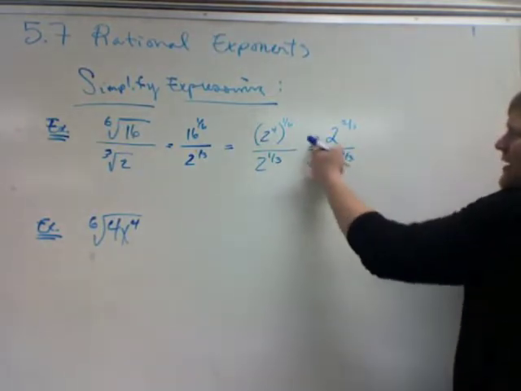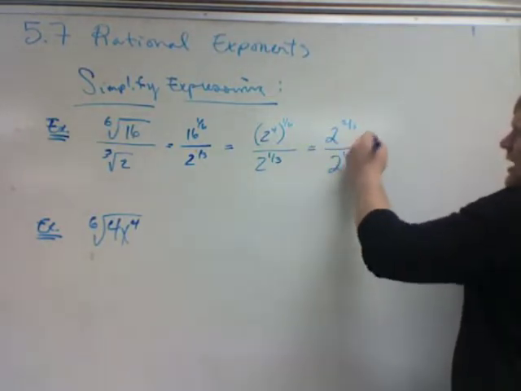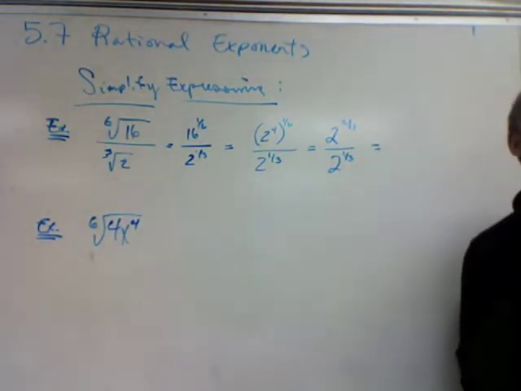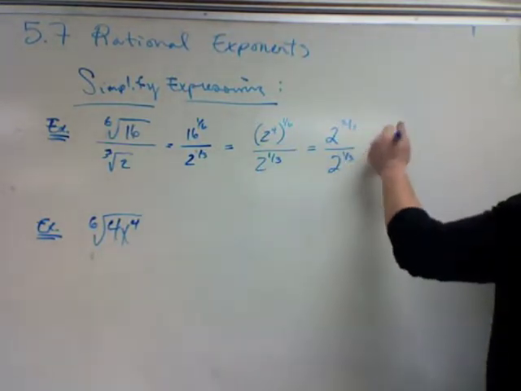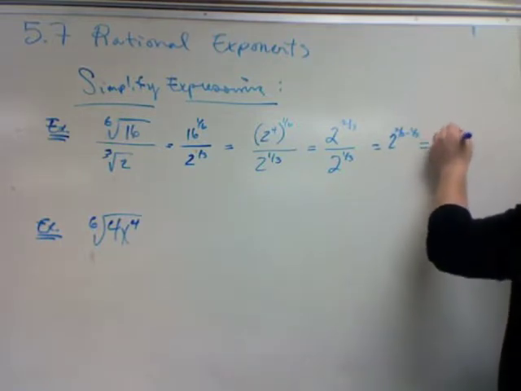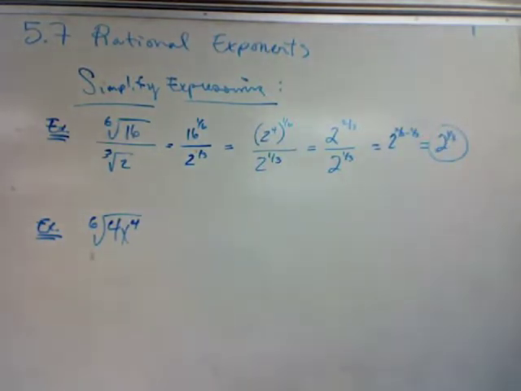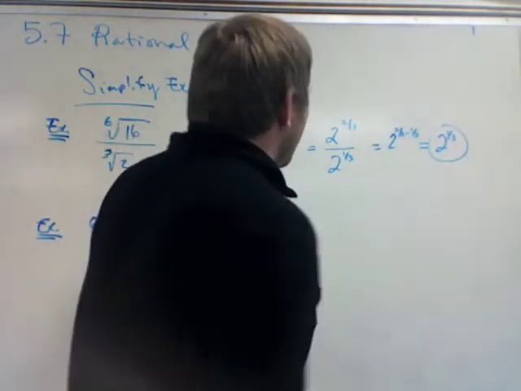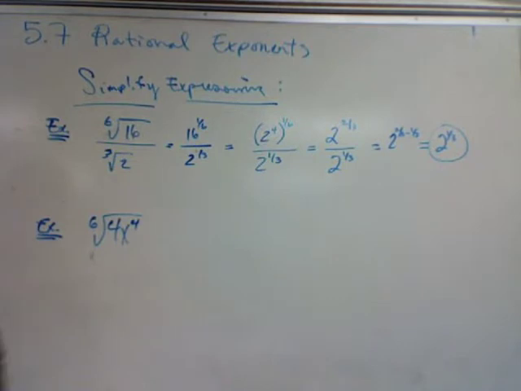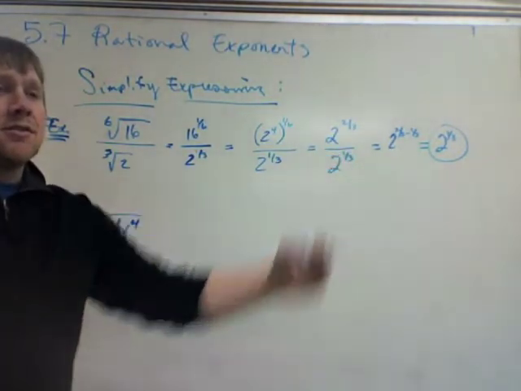And then 2 to the 2/3 divided by 2 to the 1/3. What do we do when we divide? Now we have like bases, correct? Now I can use my rules. I subtract my exponents, correct? It's 2/3 minus 1/3. It's actually 2 to the 1/3, my final answer. Now, is that the only possible way of simplifying that? Probably not. There are probably other routes you could have taken. Don't think that there's only one way of getting the right answer.